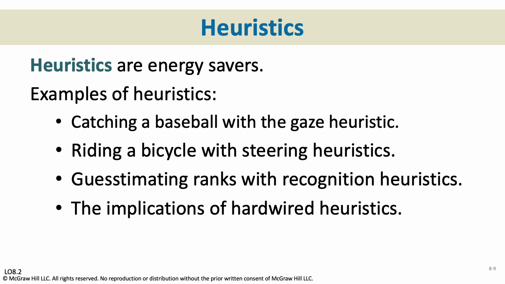So catching a baseball with the gaze heuristic, riding a bicycle with the steering heuristic: you learn how to do these things, then you basically can automate them. Think of once you learn a bike, the old adage, you can never forget. And that's pretty much true. You can jump on a bike years after you last rode a bike and you still can ride it because you have those programmed mental shortcuts. So guesstimating ranks with recognition heuristics, and so we do stuff like this all the time to save time and energy. We use our innate shortcuts, but they can be wrong.